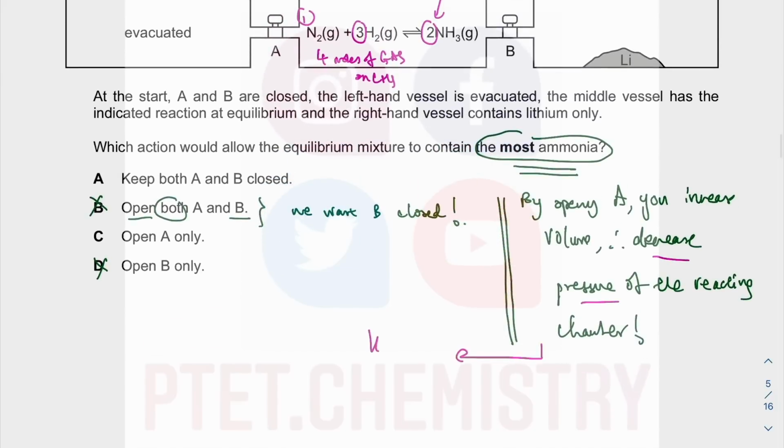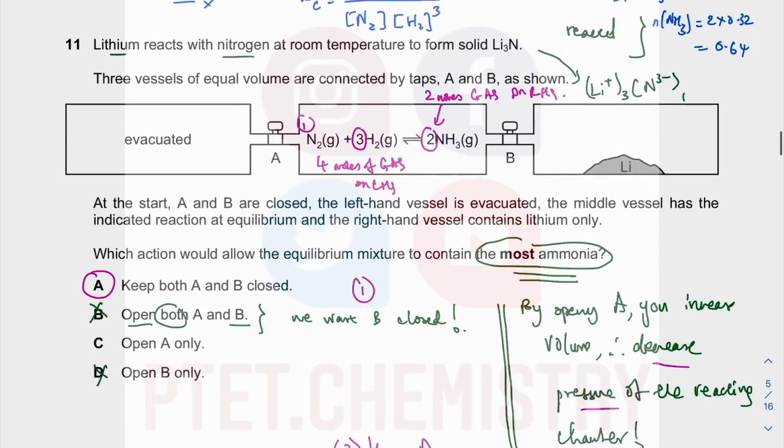So keep A closed. So that is your first one. You want B closed. Now you want A being closed as well. So therefore, we want to keep both A and B closed in order to maximize the yield of ammonia, in order to favor the equilibrium to the right-hand side.